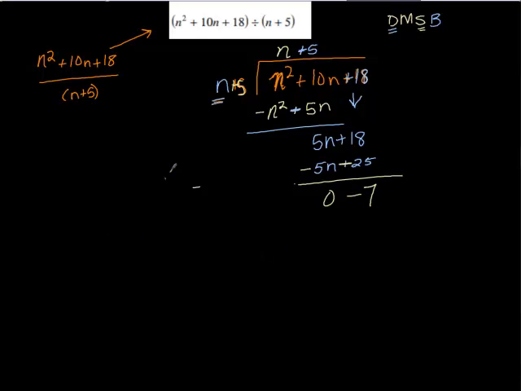Right? So that gives us, as our answer, we have this up here. So we have n plus 5, right? We have a negative 7, so negative 7 over n plus 5.